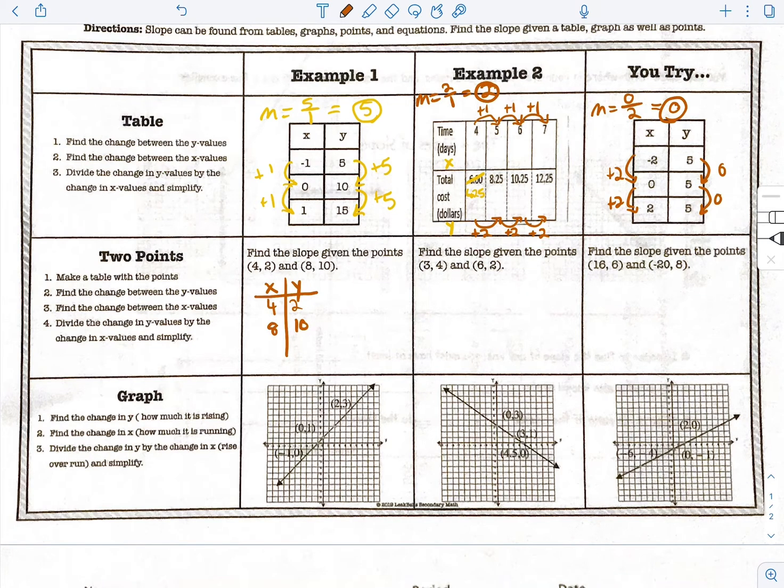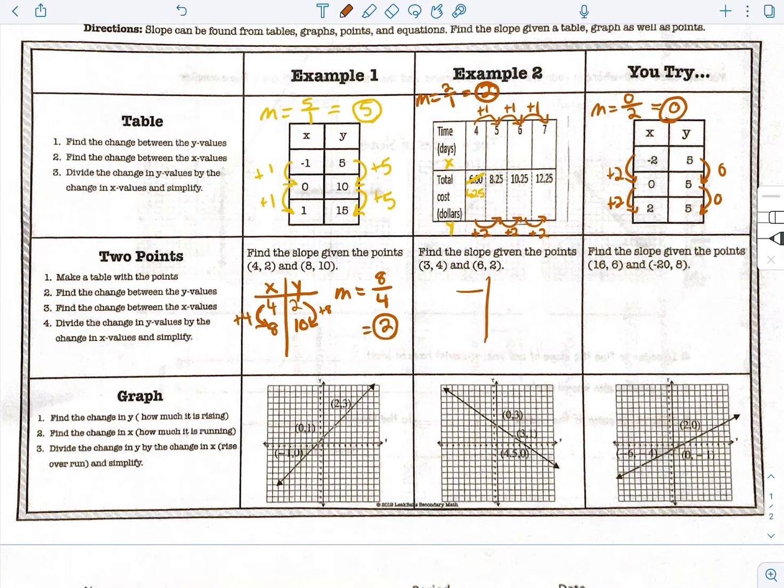All right, from here, what we're going to do is look at our change in x and our change in y. The change in y it looks like we added 8. Change in x looks like we added 4. So that's 8 over 4, which is 2. So that's the slope.